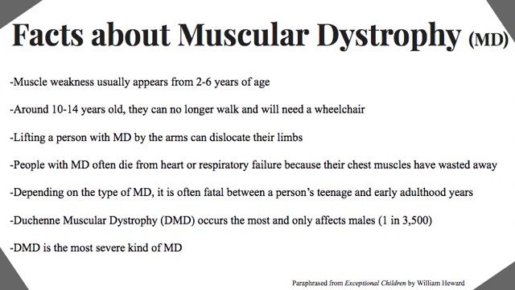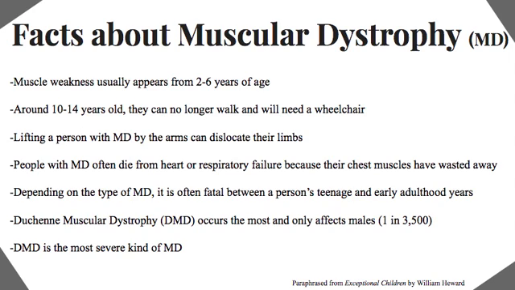Some facts about muscular dystrophy, which I'm going to abbreviate as MD on the slideshow: around the age of 2 to 6, muscle weakness will usually show. They might have trouble standing, walking, jumping, and so on. By the time they reach 10 to 14 years old, they can no longer walk and will need a wheelchair. Before that, they could walk on their own, or they might need some braces.